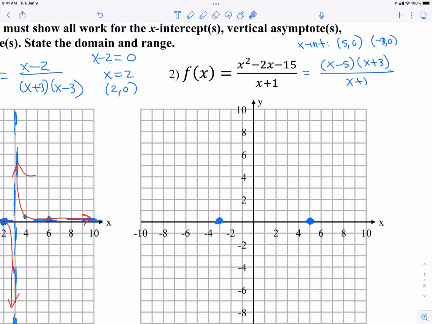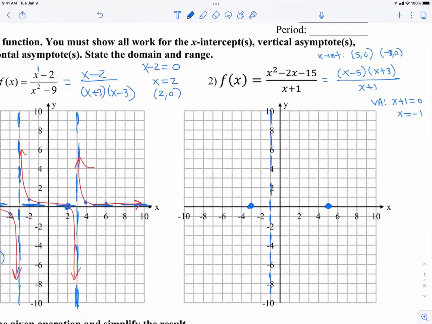All right, let's find the vertical asymptote. Now, the vertical asymptote is when you set the denominator equal to 0. So the vertical asymptote is when x plus 1 is 0, which means x is -1. So let's draw a vertical asymptote passing through -1.